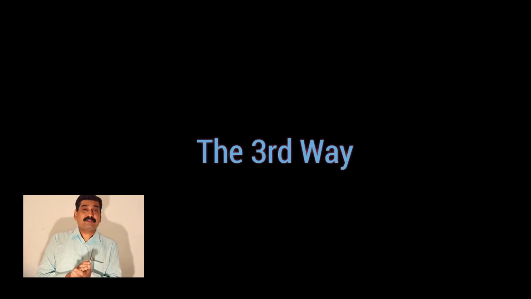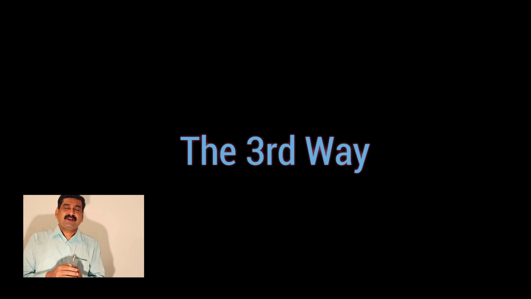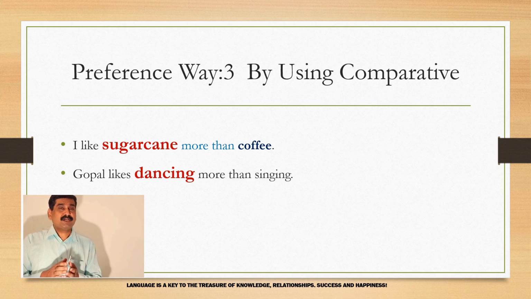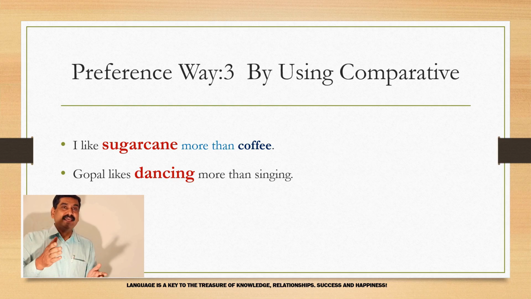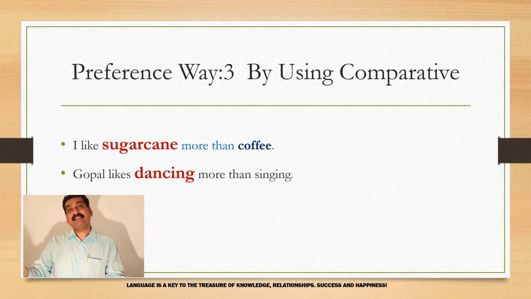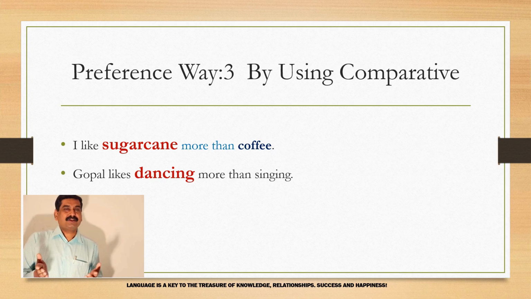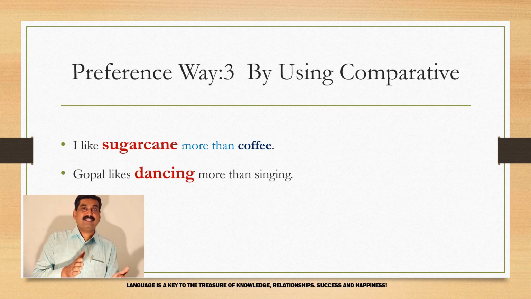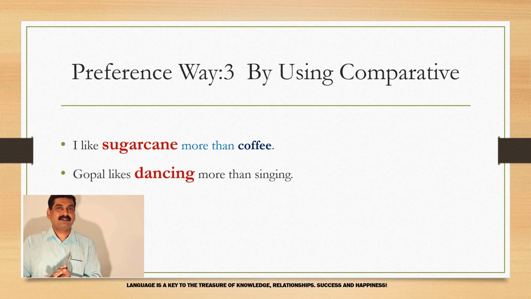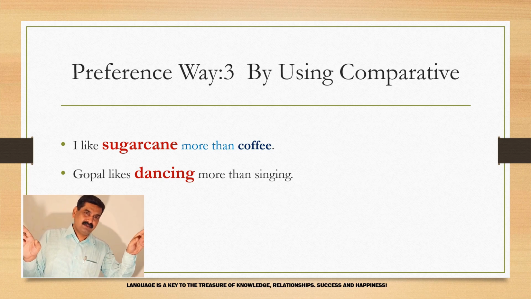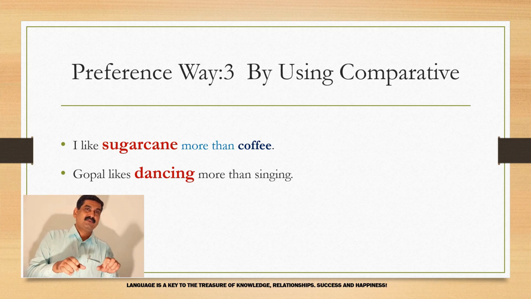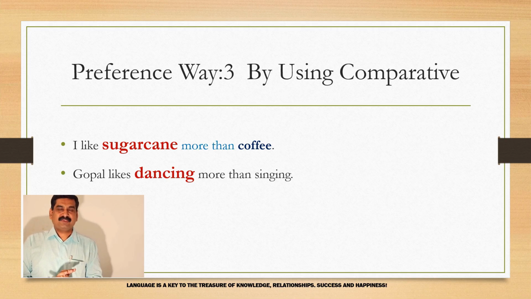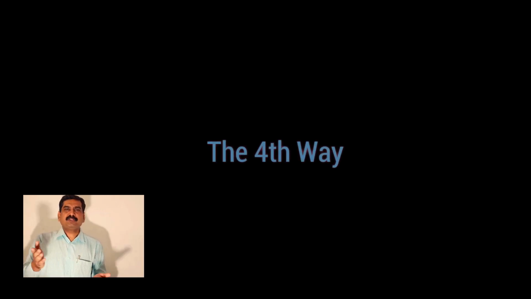Third way to show preference is by using comparative degree. We can make a sentence in comparative degree. I like sugarcane more than coffee. Gopal likes dancing more than singing. Here, Gopal likes dancing more than singing. There are two actions, dancing and singing. The preference is given to dancing.